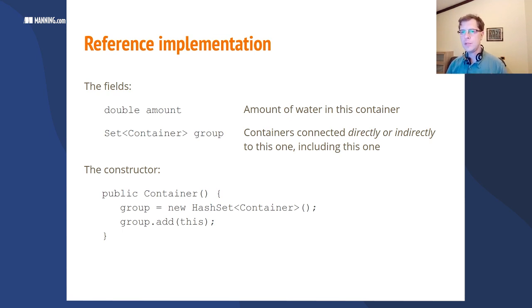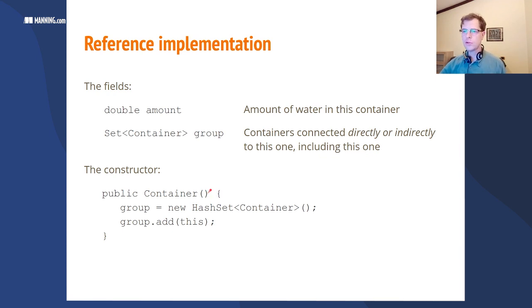So my baseline implementation goes as follows. In each container, I have 2 fields. The amount of water in this container and the group of this container, meaning the set of containers that are connected directly or indirectly to this one, including this one, because it's easier if it's uniform, if I don't have to treat this container specially.